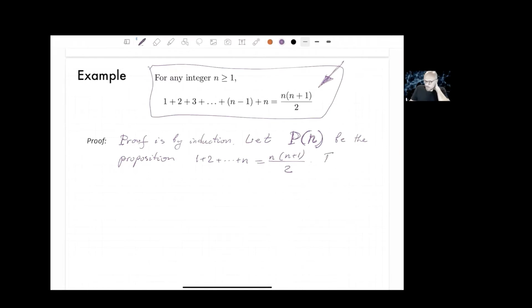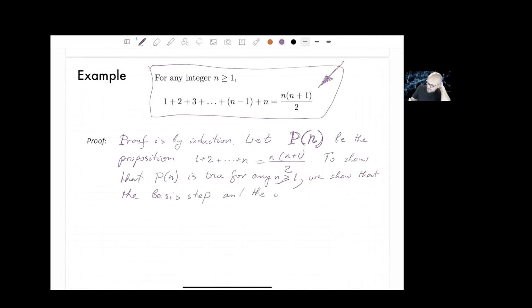To show that P of n is true for any n greater than or equal to 1, we show that the base case, or the basis step, and the inductive step are true. This is a bad English sentence, but the basis step and the inductive step are true.